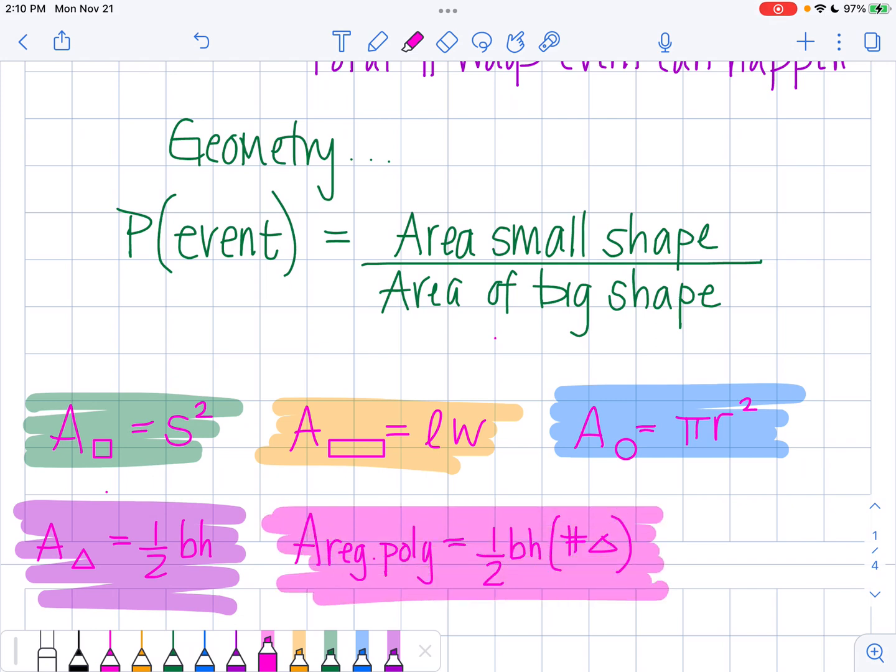It's probably not going to come up. Usually it doesn't in this type of problem, but just in case you need it as a reference, it's there. How I wrote it out is you take your regular polygon and break it up into triangles using the central angle. You take the area of one of the triangles, which is 1/2 base times height, times the number of triangles that you have. But like I said, you're probably not going to use that one.